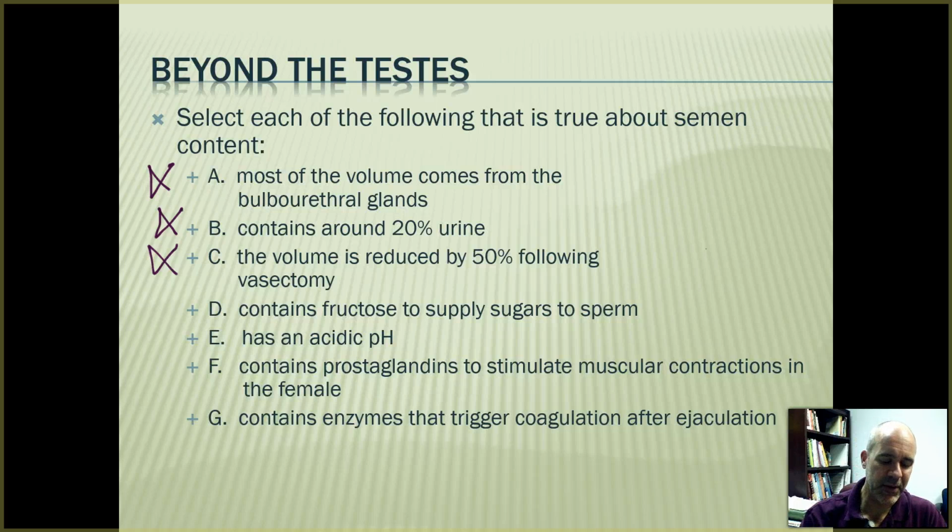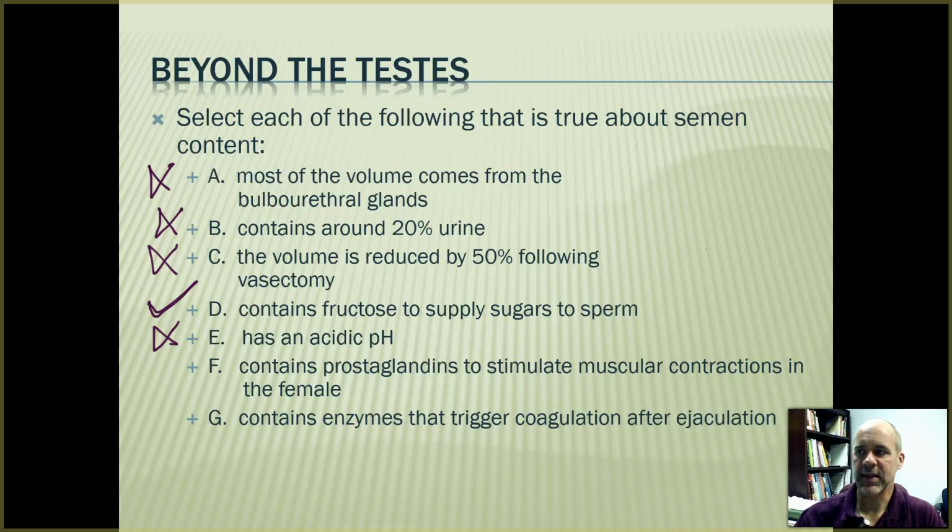All right, does it contain fructose to supply sugars to the sperm? Yes, it does. If you go back and review, the fructose is a type of monosaccharide, and it provides energy to those sperm cells. Does semen have an acidic pH? I hope not. Sperm cells don't like an acidic pH. They can't swim well, and it's toxic for them.